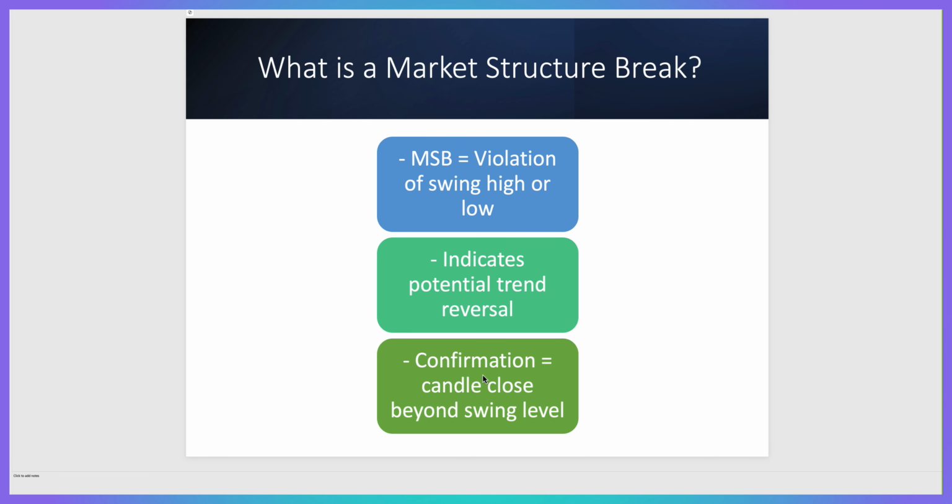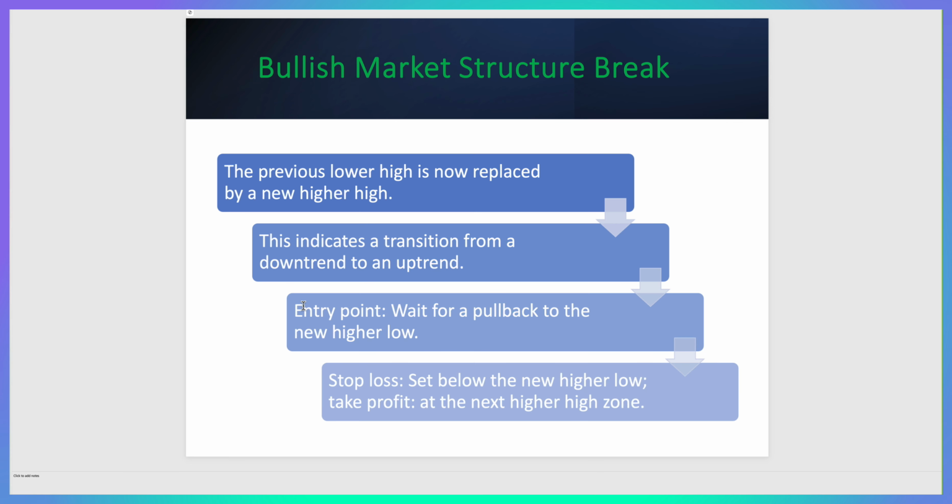Okay. Bullish market structure break. Previous lower high now has a new higher high. Right? Transition from downtrend to uptrend or continuation of uptrend. Entry point, wait for a pullback to the new higher low. That means old resistance, new support. Old resistance, new support. Set your stop below the new higher low and take profit at the next higher high. Now, this is if you're scalping, really, not if you're holding on for a long trending event.